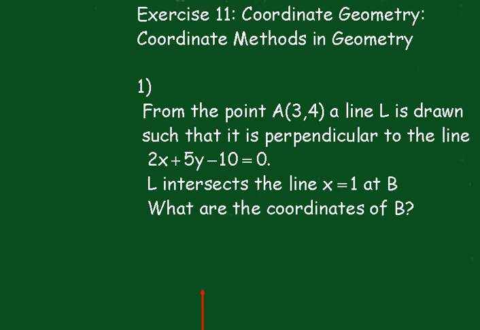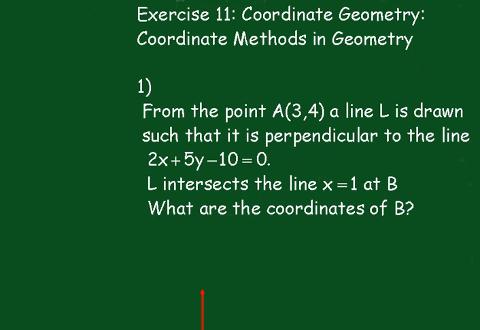Question 1. From the point A, (3, 4), a line L is drawn such that it is perpendicular to the line 2x + 5y - 10 = 0. L intersects the line x = 1 at B. What are the coordinates of B? Okay, now just pause the video.